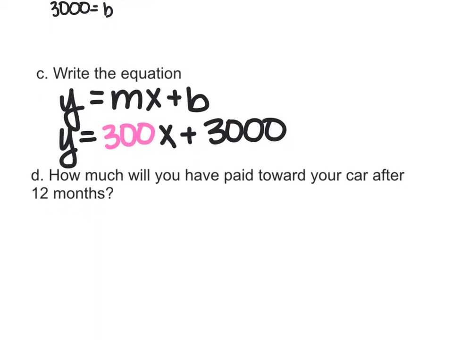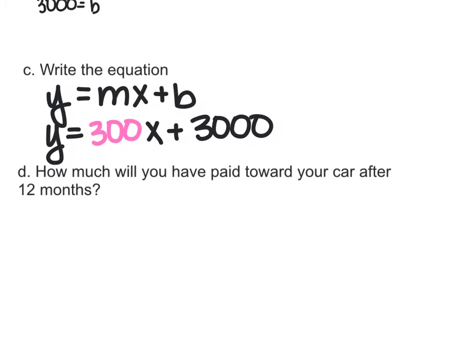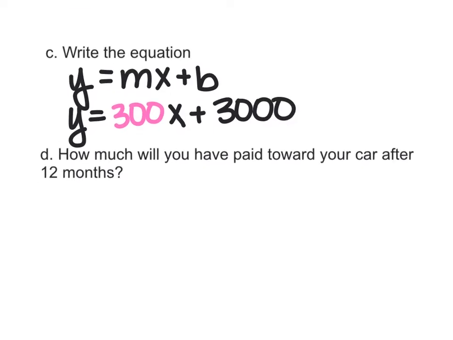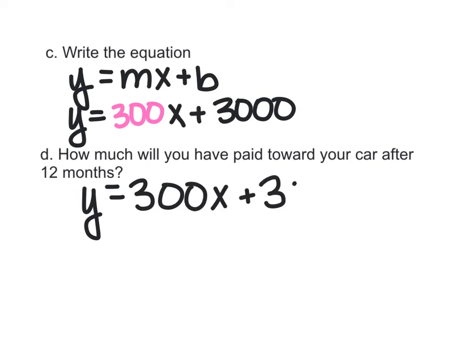So now the follow-up question allows us to use the equation we just made. It says how much will you have paid towards your car after 12 months? So they're giving me a time. They're telling me after 12 months I have to figure out how much money I have put into the car. So I'm going to use the equation that we have, y equals 300x plus 3,000. And now the question is, do I plug in 12 months as my y value, or do I plug in 12 months as my x value?